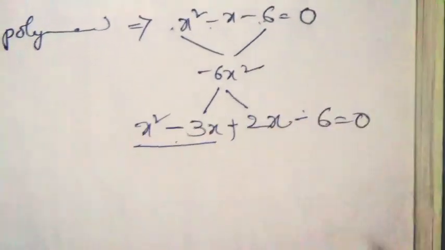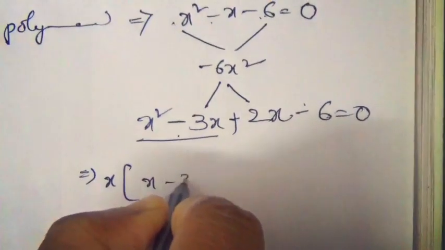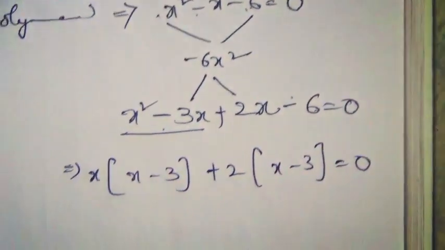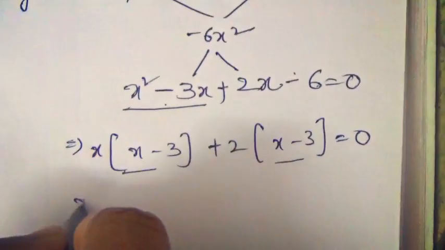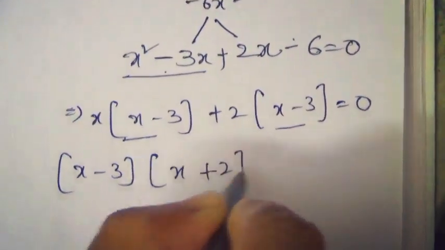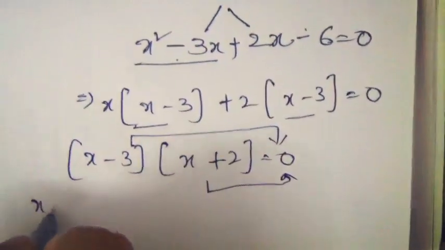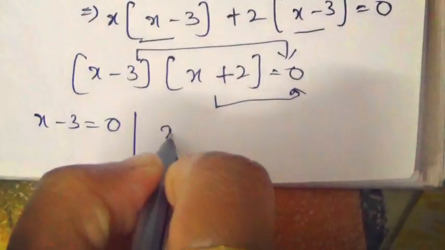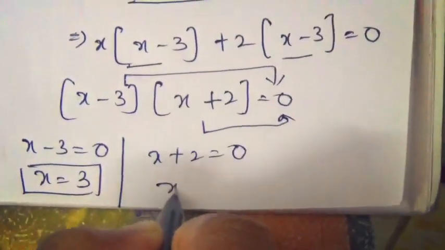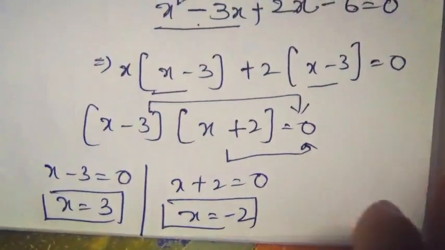Equal to 0. From the two terms, what is the common? X minus 3 plus 2 of x minus 3. Is it okay? Right? In these two, x minus 3 is common. Remaining terms you write like this, x plus 2 is equal to 0. You just equate these two terms. So x minus 3 is equal to 0, x plus 2 is equal to 0, x is equal to 3 and x is equal to minus 2. These two are the zeros of the given polynomial. Okay.